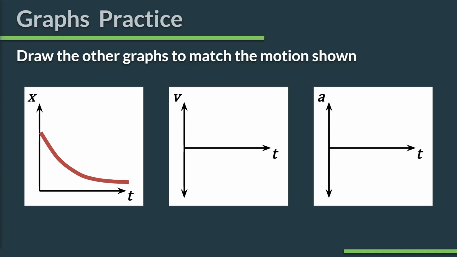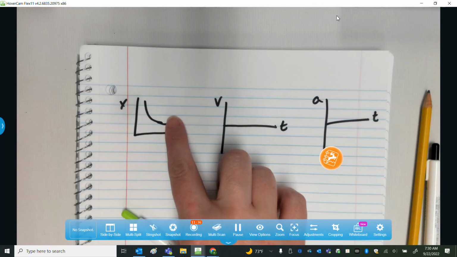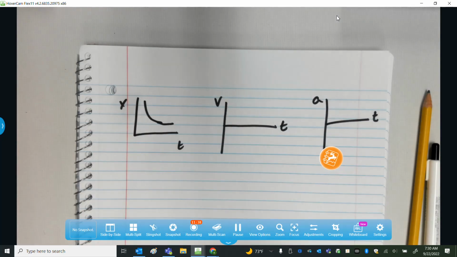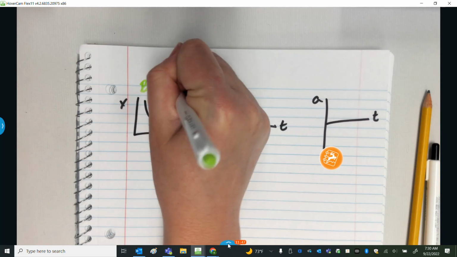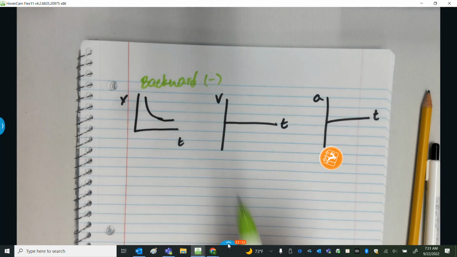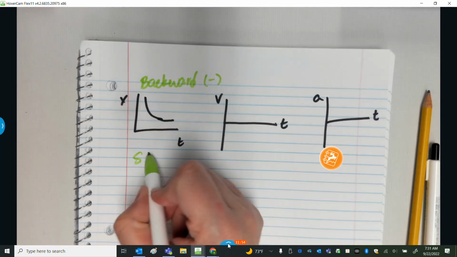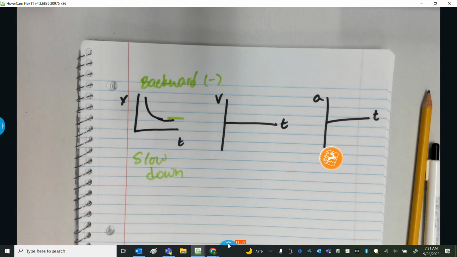All right, let's go ahead and I'm going to switch over to my screen, my document camera for a second. So this is pretty much what the XT graph looked like. So again, you're asking yourself, what is this object doing? Looking at the shape of that graph, you should know that that object is moving backwards. And I know that because it has a negative slope. Okay, and that it is slowing down. And I know that because the slope is getting flatter. Okay, it starts out steep and gets flatter.